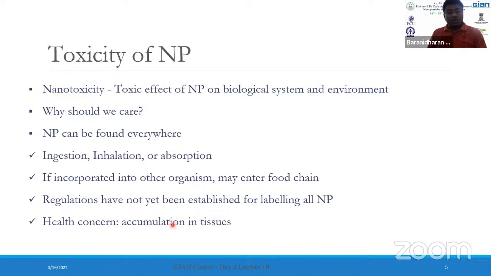And then health concern, accumulation in tissues. So bioaccumulation: these particles keep getting accumulated in the tissues of the microbes, otherwise the bacteria will leave them, or it poses a severe threat to the bacteria itself.